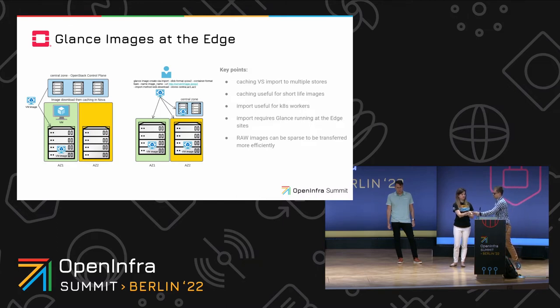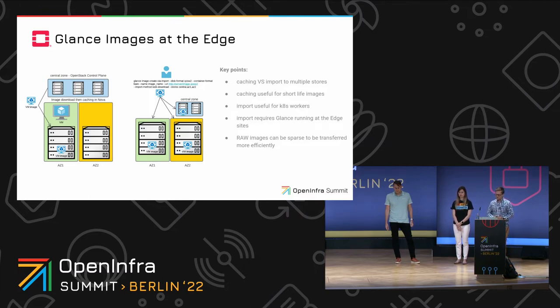Thanks, Maisa. So let's talk about storage a little bit. We have a few slides about storage. Let's start with Glance. Earlier, when we talked about the geographically distributed architecture, we talked about moving your data close to the workloads, and one of the data that you have, of course, is the Glance images for your OpenStack machines.